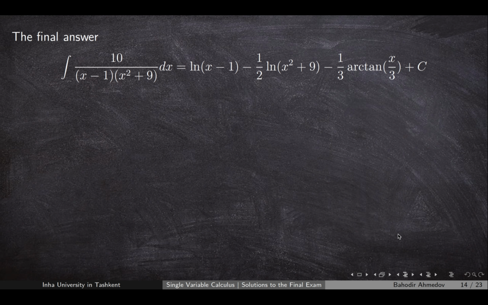So the final answer is going to be equal to ln of x minus 1 minus 1 over 2 ln of x squared plus 9 and minus 1 over 3 arctangent of x over 3 plus c.